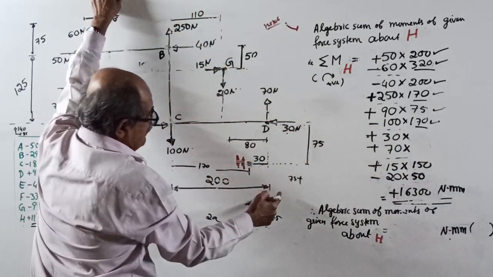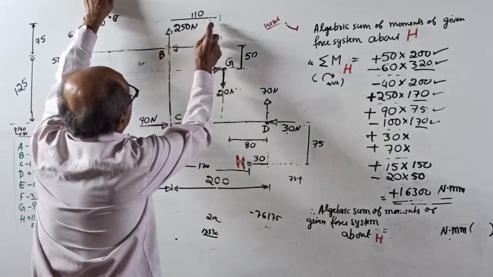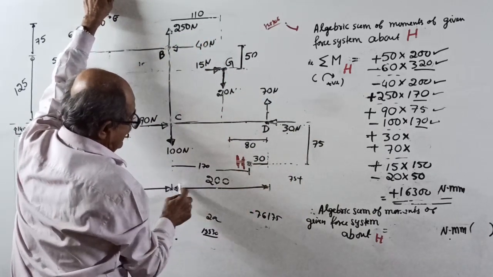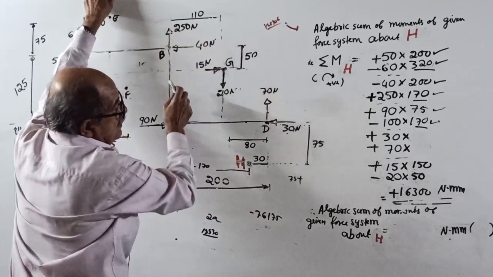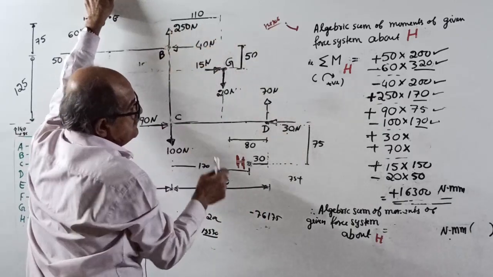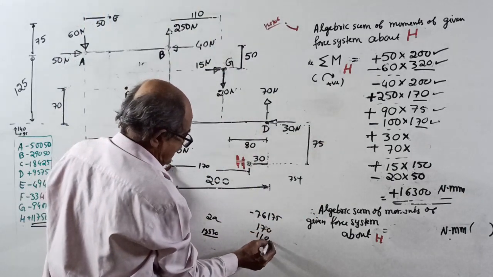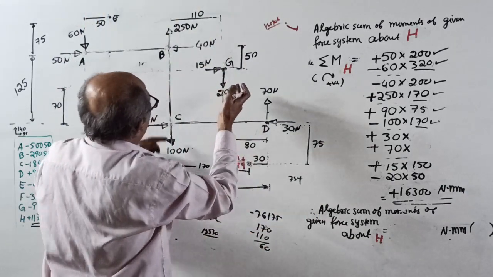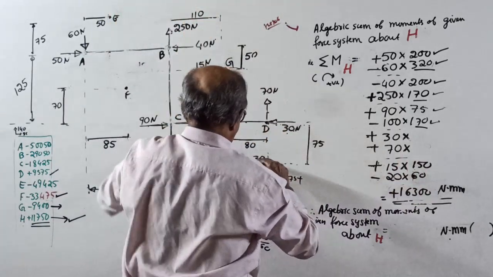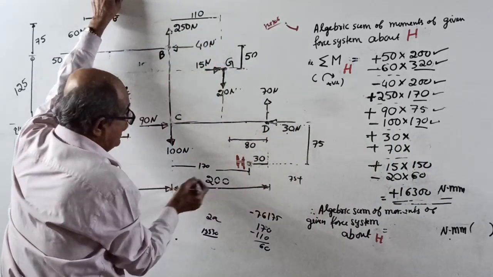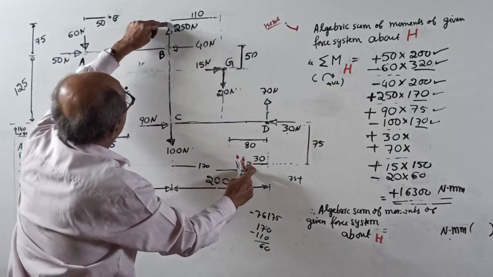15 into 150, correct. Then 20 into, this is 200, this is 110. This is 200. This is 30, means 170. From 170 subtract 110. From 170 subtract 110 is 60. Which one? 20 into 60. See, sometimes silly calculation mistake. Correct 60? See here. This is 200. This is 30. This is 170. From 170 subtract 110.